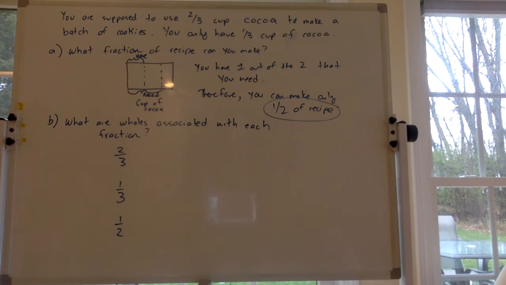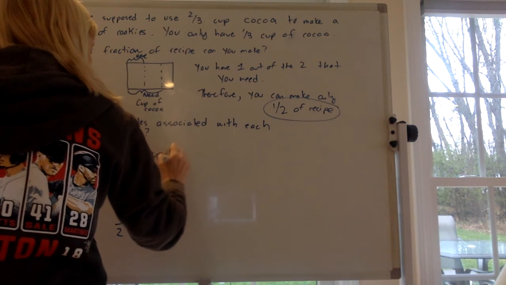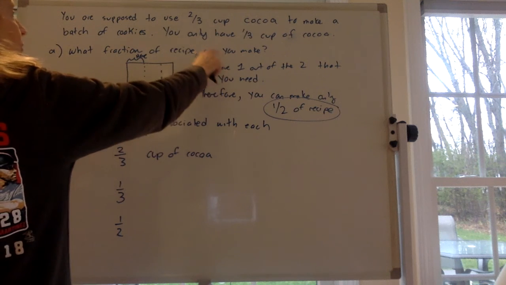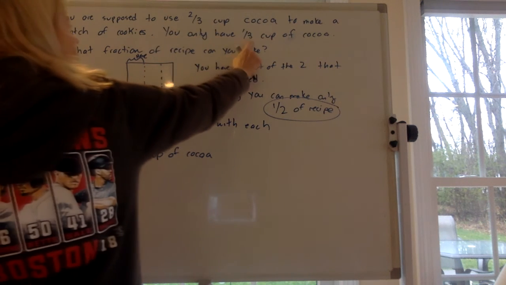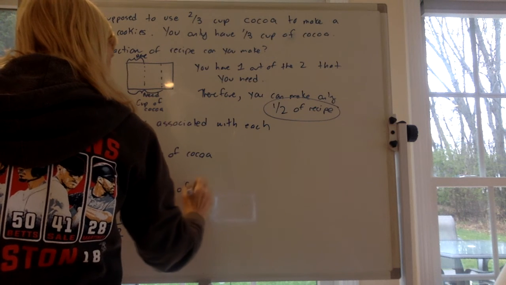So basically, what are the wholes? You just got to say in your head, 2/3 of what? 2/3 of, oh, a cup of cocoa. How about the 1/3? You say 1/3 of what? Oh, it's 1/3, same thing, cup of cocoa.